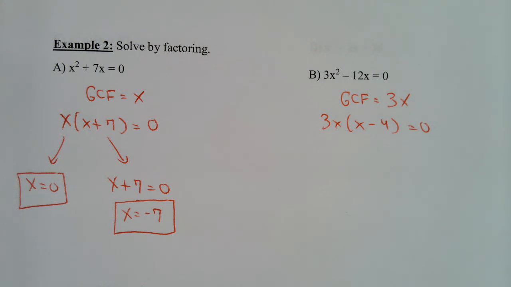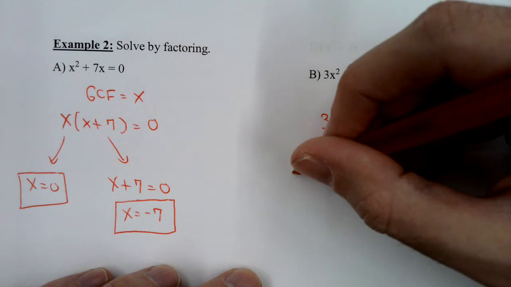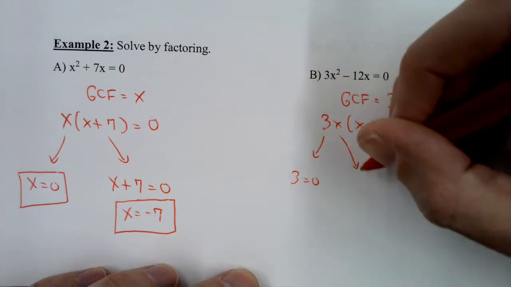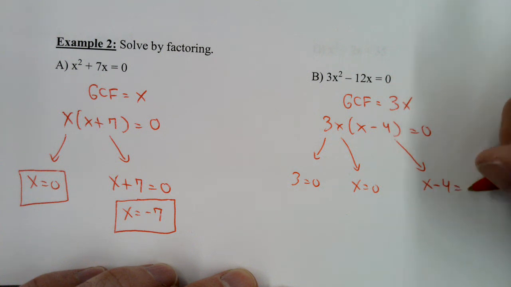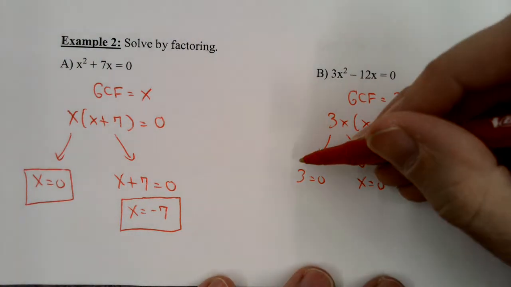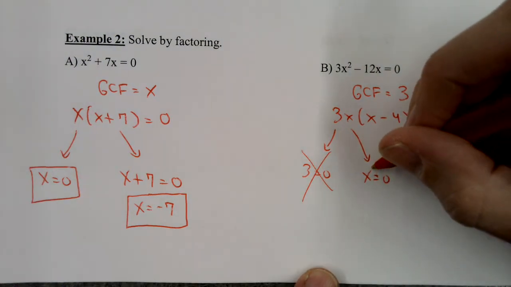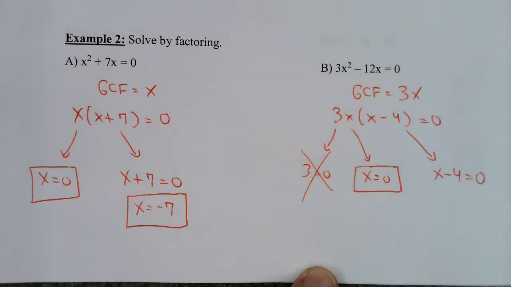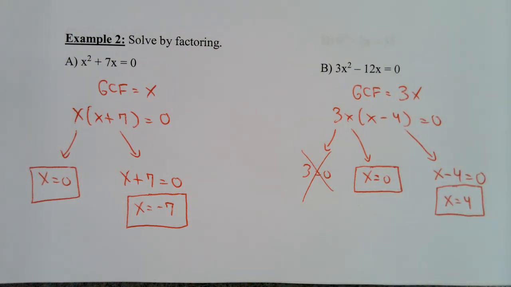So now you're multiplying to get 0, so one of the factors has to be 0. Either 3 = 0, or x = 0, or x - 4 = 0. This first one doesn't make any sense, so we're going to ignore that. 3 cannot equal 0. The second one is an answer, x = 0, or you can get x = 4 when you solve this one. So those will be the answers there.